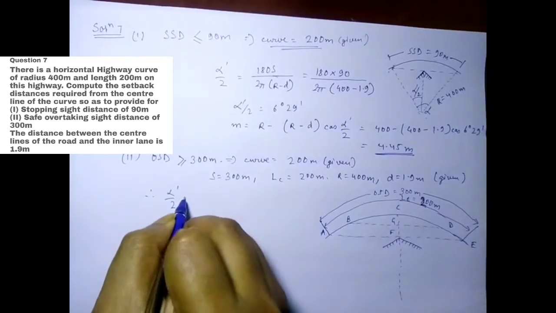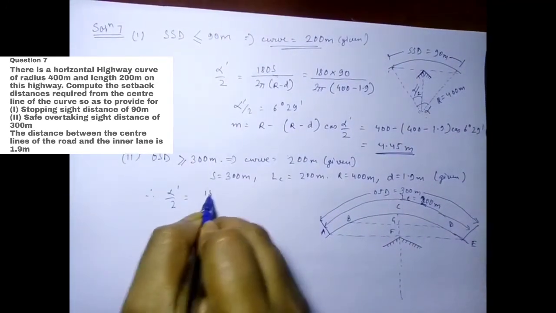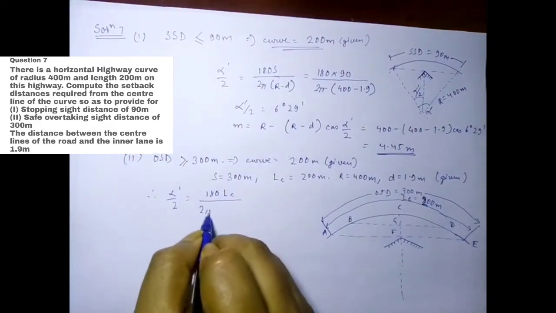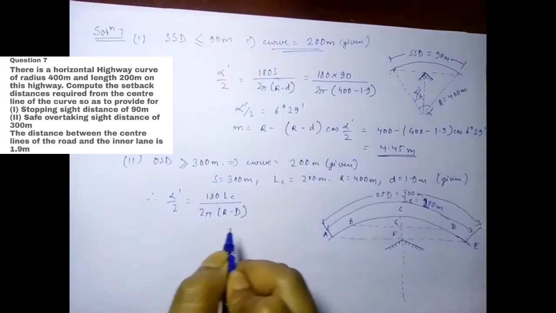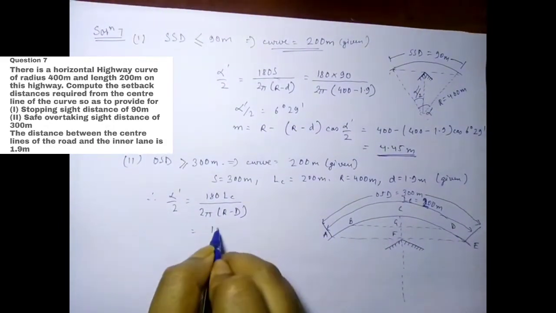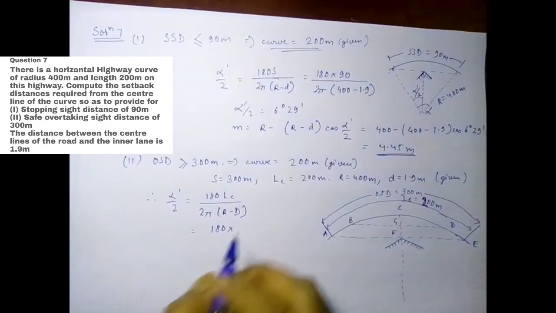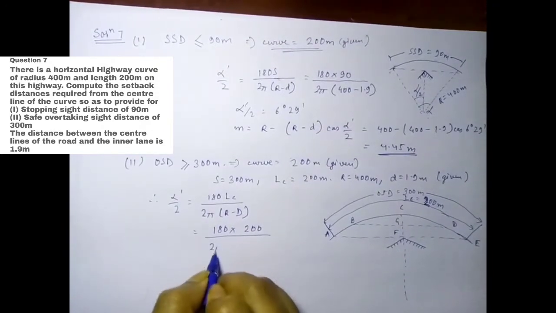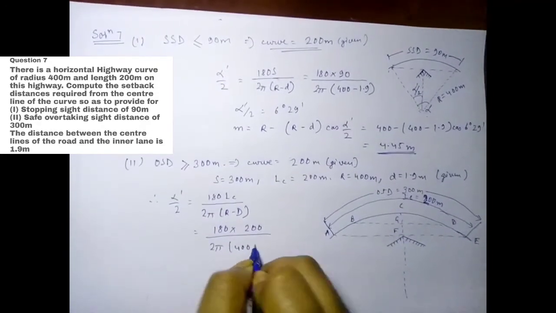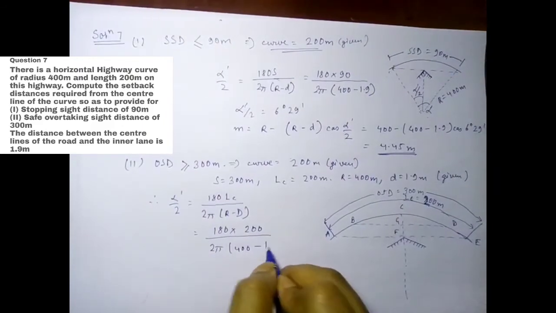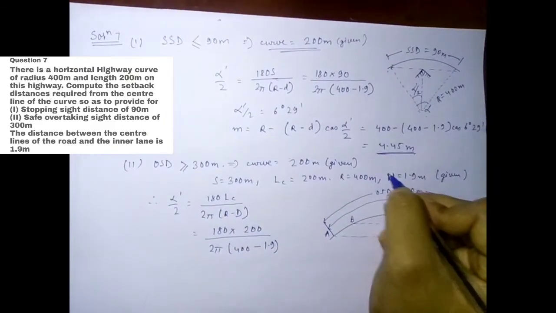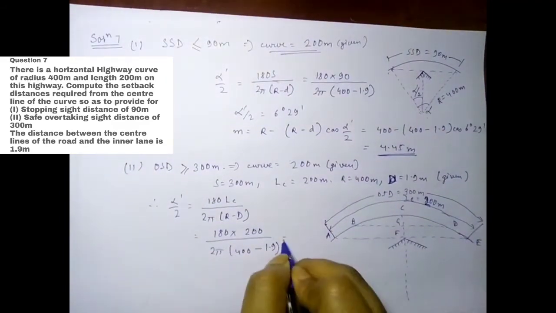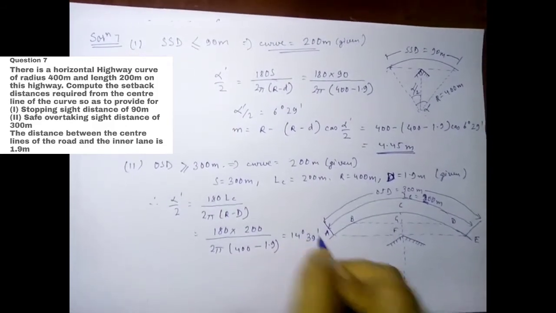Therefore alpha dash by 2 is equal to 180 LC upon 2 pi into R minus D, is equal to 180 into 200 upon 2 pi into 400 minus 1.9. Let's make it capital D. Okay, so which is equal to 14 degree 39 minutes.